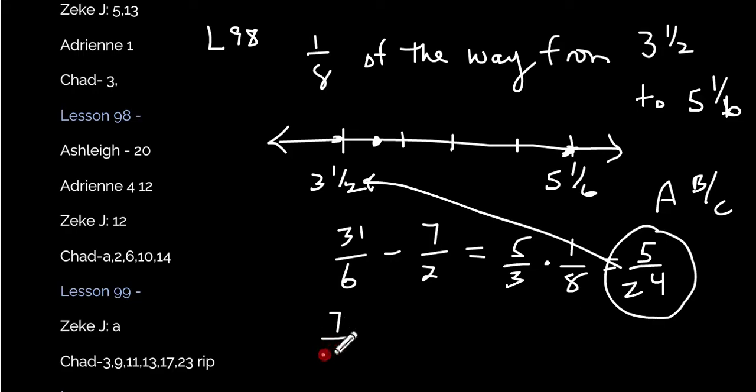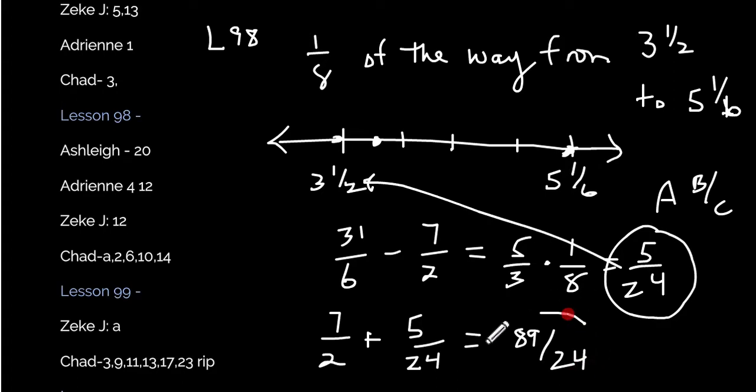So 7/2 plus 5 over 24. I did my calculator again. I added it on, and we get 89 over 24. It's not a very satisfying answer, and you can leave it improper. So that's one of those. Okay, number 2.